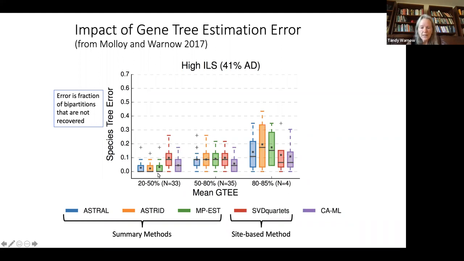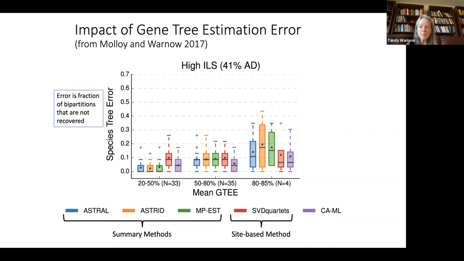What you see as you go from left to right, for the lowest error, the methods that are the most accurate are Astral, Astrid, and MP-EST. SVD quartets has the highest error, concatenation is in between. So when you have good gene trees, you want to do summary methods. When you get to somewhat higher error, it's different. All of a sudden, concatenation is the best. When you get to much higher gene tree estimation error, now concatenation is much better, and SVD quartets is also good. So the amount of gene tree estimation error impacts the relative accuracy of concatenation and summary methods. So it's not a simple story.